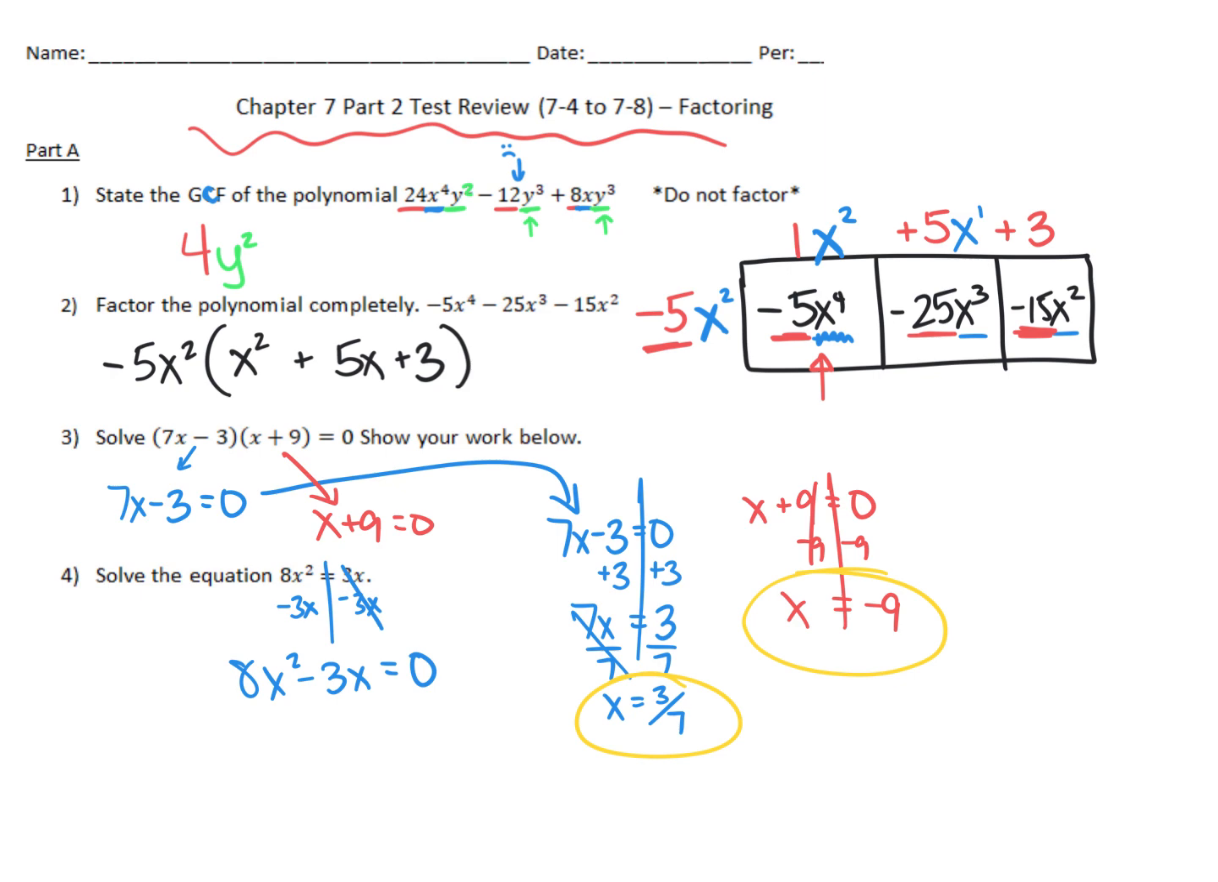Now, this one's not factored like number 3. So you do need to pull out the factor. What do they have in common with each other? They both have an x. So pull out an x. When you pull an x out of 8x squared, you still have 8x. When you pull an x out of 3x, you still have 3.